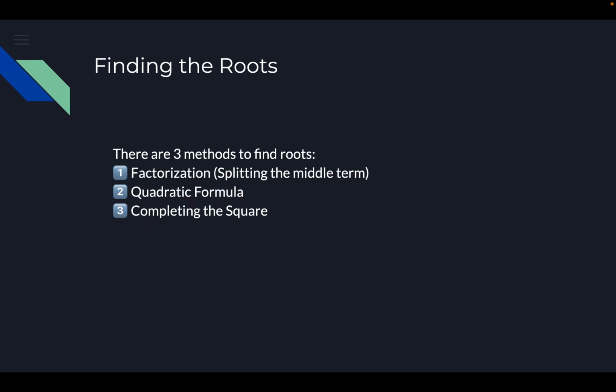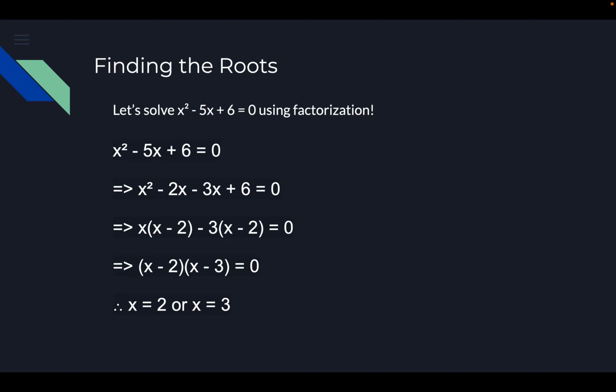In order to find the roots of a quadratic equation, there are three methods. Number one, factorization, which is splitting the middle term. Number two, the quadratic formula. And number three, completing the square. So let's start with the first method, factorization. Let's solve the quadratic equation x² - 5x + 6 = 0 using factorization.